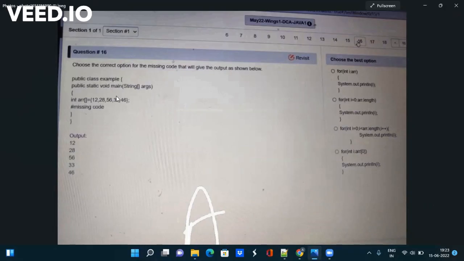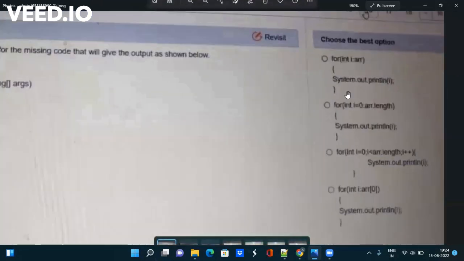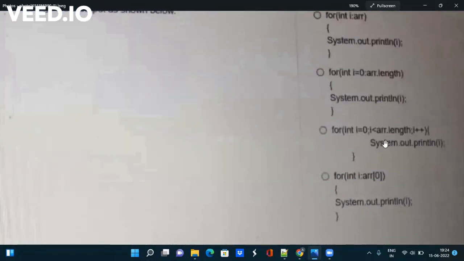If you look at this question, they are asking to print all the elements in the array, nothing else: 12, 28, 56, 33, 46. If you look at the options, option A looks correct, but actually all the options are wrong, because if you look at the third one, they are simply printing i, but we are required to print the array elements. They should have written a[i], then this would be correct.